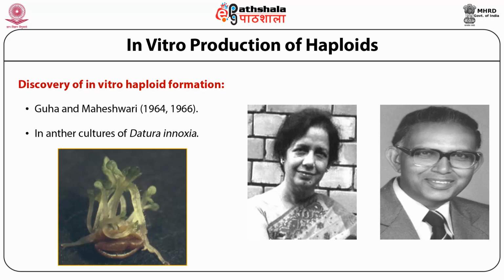Now, the question is, where are the haploid cells in plants? You know that the plant body cells are diploid, which means there are two sets of chromosomes. The only cells in the plant body that have the haploid number of chromosomes, or one set of chromosomes, are the gametophytic cells. On the male side, they are pollen grains. On the female side, it is the female gametophyte, which is called the embryo sac. They contain haploid cells, so one can tap those haploid cells and regenerate plants.